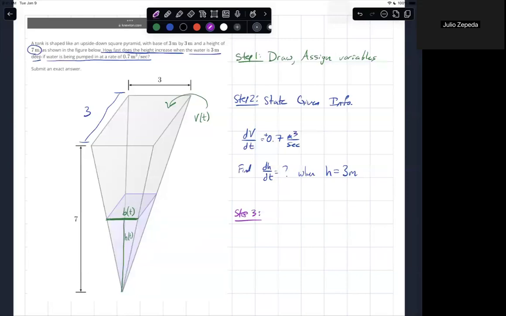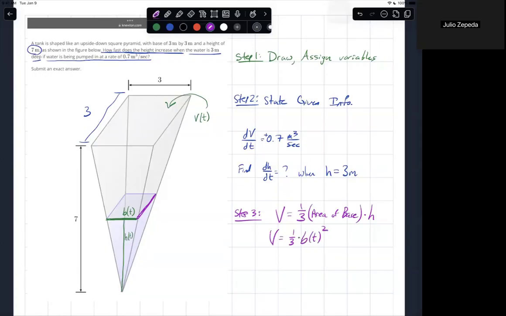So the volume of this kind of shape is equal to 1/3 times the area of the base times the height. We can go back to kind of a little review from geometry. The area of the base here, since the base is a square, is going to be just b of t squared.